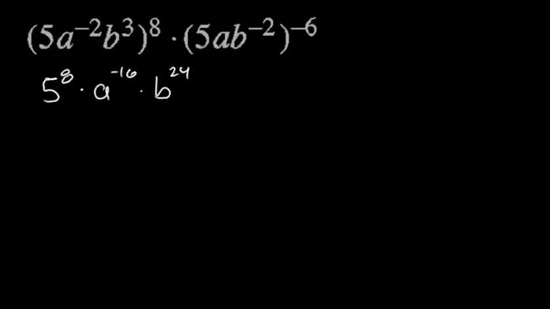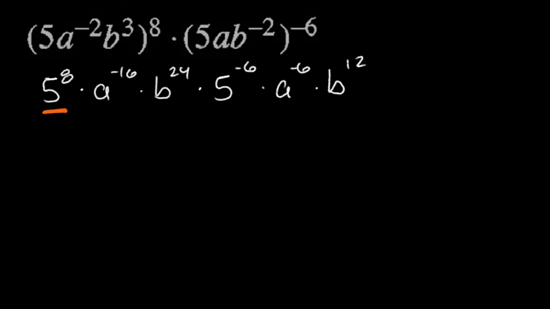Now let's keep doing this. The next part is going to be 5 raised to the negative 6th power, and then I'm going to multiply that times a to the negative 6th power, and then finally I'm going to multiply that times b to the positive 12th power. Now, when I look at it, I can see I have several different bases that are the same, and we want to think about them together.